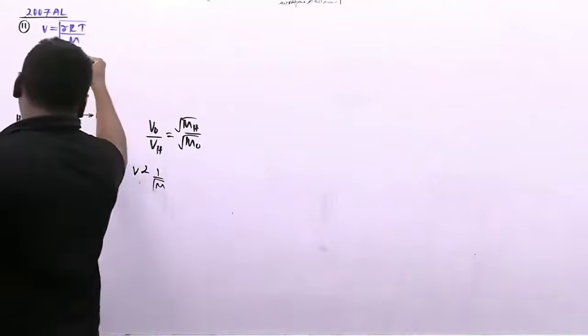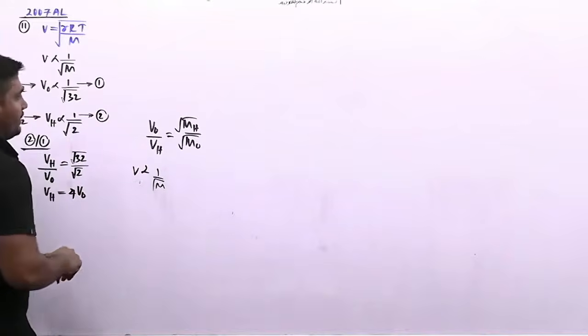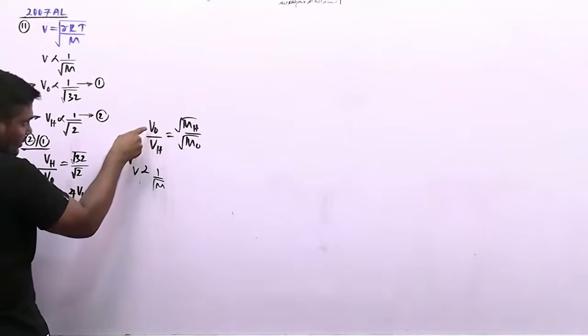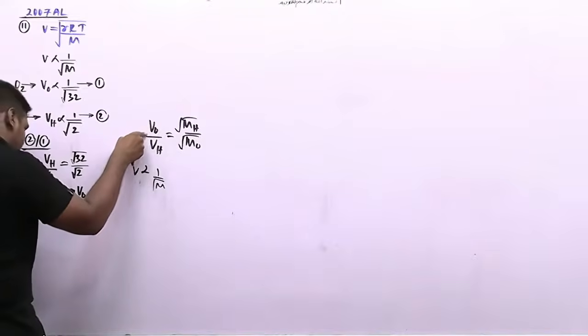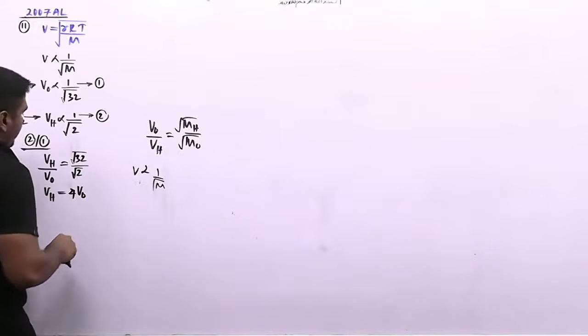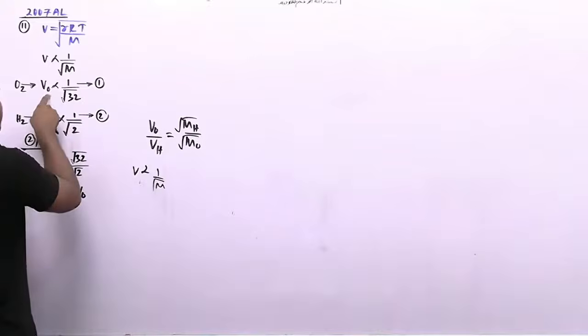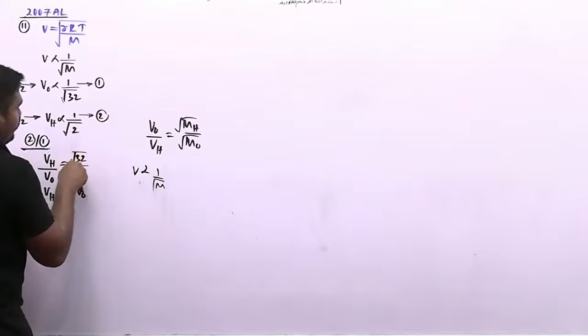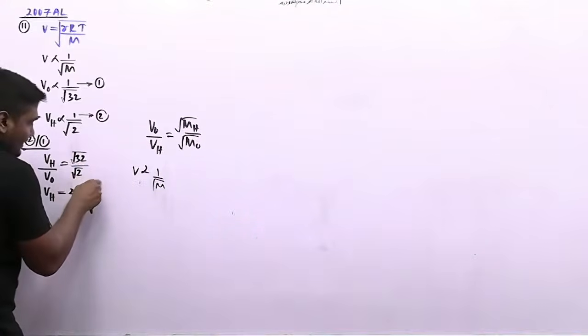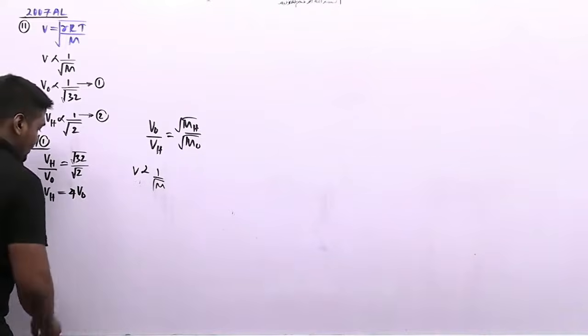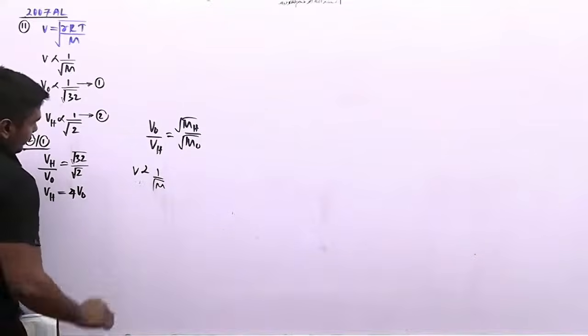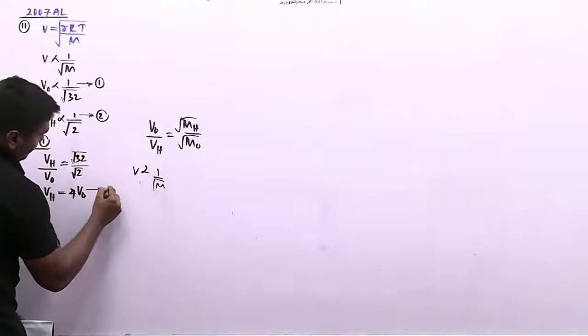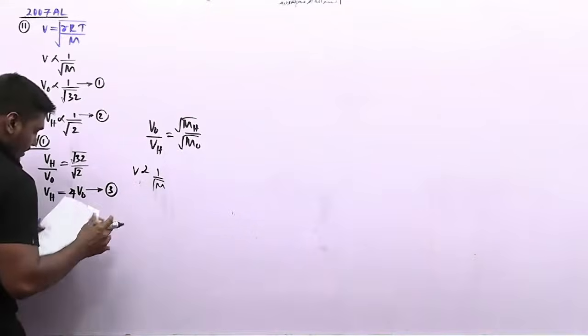Now, I am following some steps for everyone to understand, but directly anyone can write down this equation. Velocity of hydrogen over velocity of oxygen is equal to how much? Root 32 over root 2. 32 over 2 is 16. Entire root 16 is just 4. So VH equals 4 V naught. I take this as equation 3.